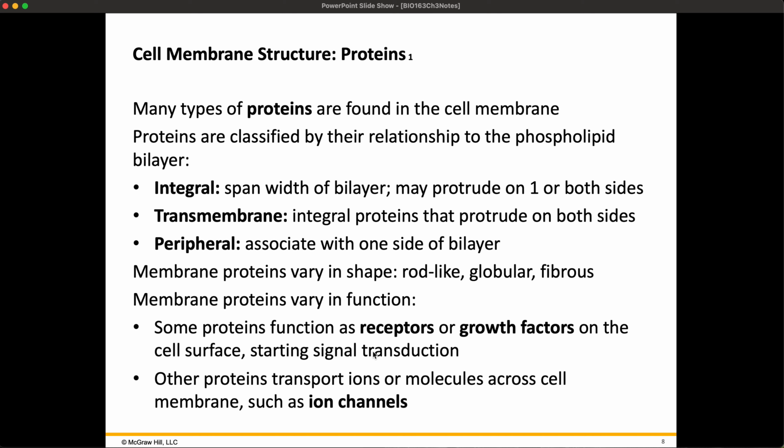They start signal transduction. When we get into hormones and how hormones interact with cells, we'll see the difference between a lipid and a water-soluble hormone, and how water-soluble hormones start the signal transduction. And some act as transport molecules, so they create ion channels for things like sodium and potassium to move in and out of the cell.